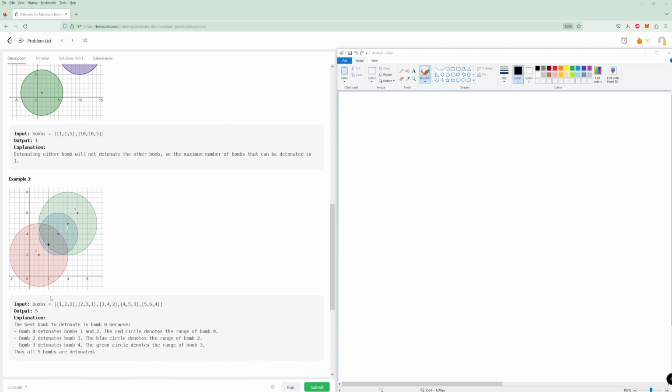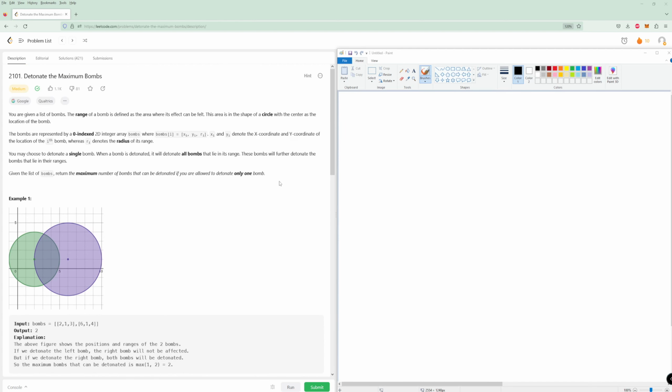Here, they're saying the best bomb to detonate is bomb 0, because bomb 0 detonates bomb 1 and bomb 2. Bomb 1 and bomb 2 are actually the purple and blue ones. Then I think bomb 2 detonates bomb 3, which is kind of hard to see, and then bomb 3 detonates bomb 4. So you kind of get the idea.